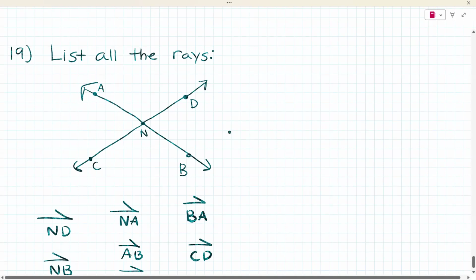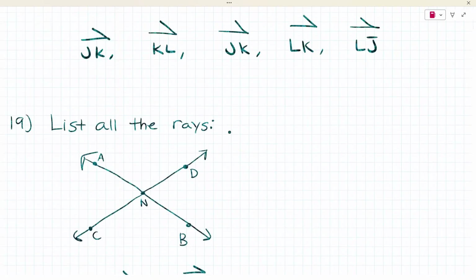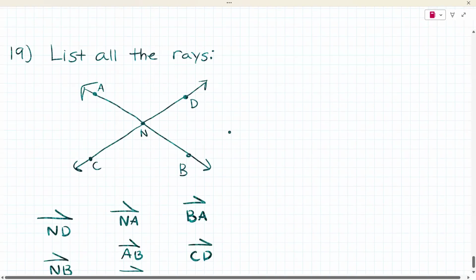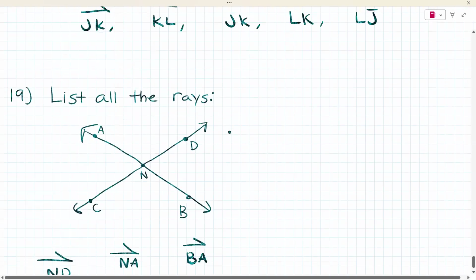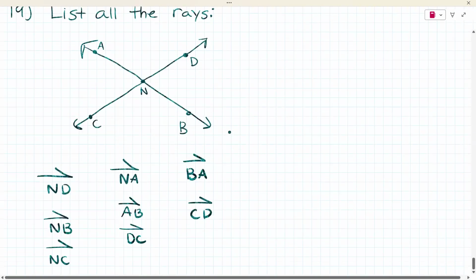Okay, that's the last example. We went over points, lines, planes, segments, and rays, collinear, non-collinear, and coplanar and plane. So we'll stop here.